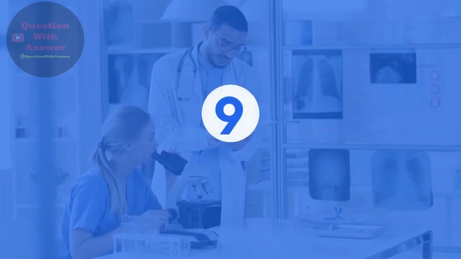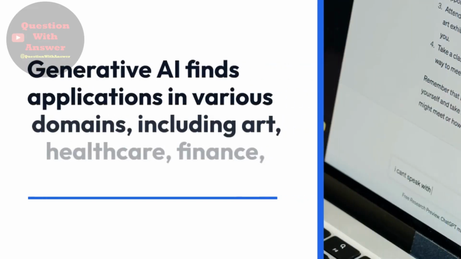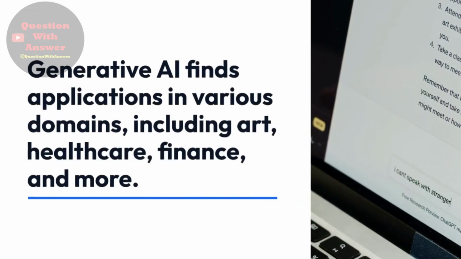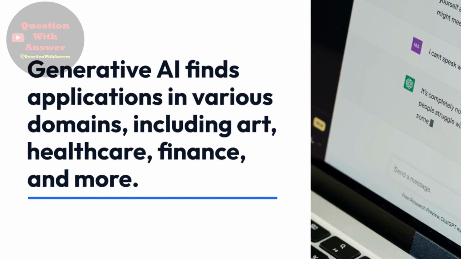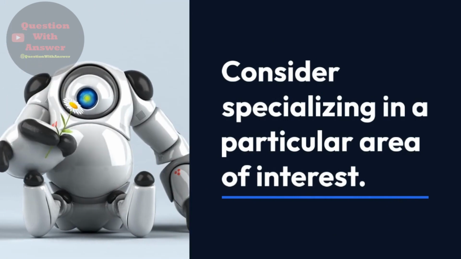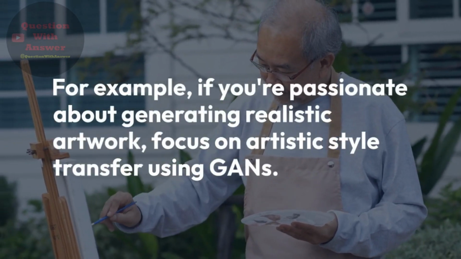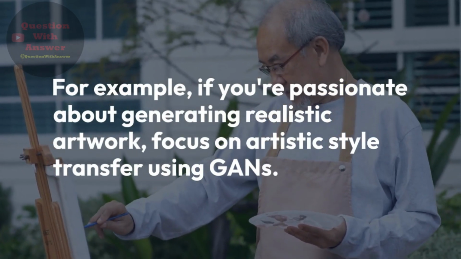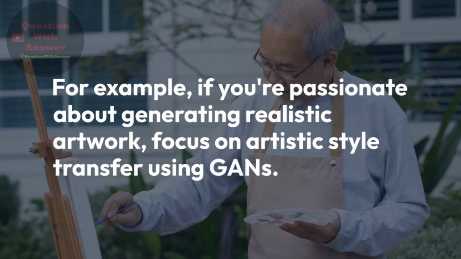Step 9. Specialize in a domain. Generative AI finds applications in various domains, including art, healthcare, finance, and more. Consider specializing in a particular area of interest. For example, if you're passionate about generating realistic artwork, focus on artistic style transfer using GANs.